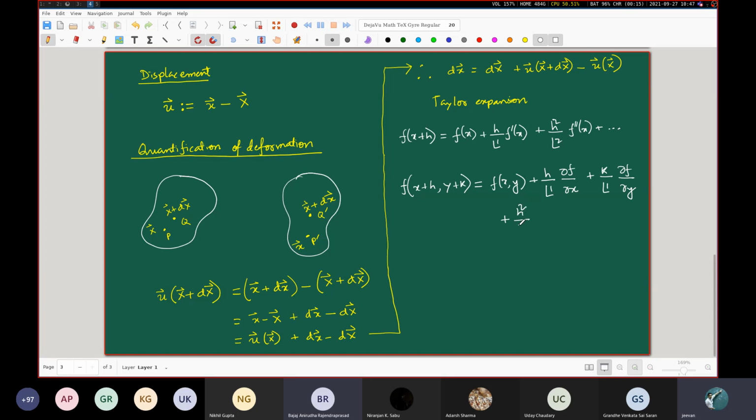h square by factorial 2 del square f del x square, plus this term will also come, k square by factorial 2 del square f del y square, plus you will have this term, twice hk by factorial 2 del square f del x del y, plus you will have higher order terms. Finally, you're going to have, let's say, three dependencies, y plus k, and let's say, how do I write this?